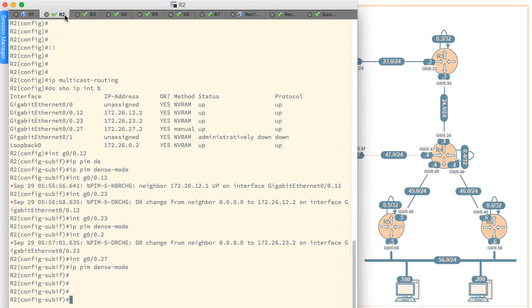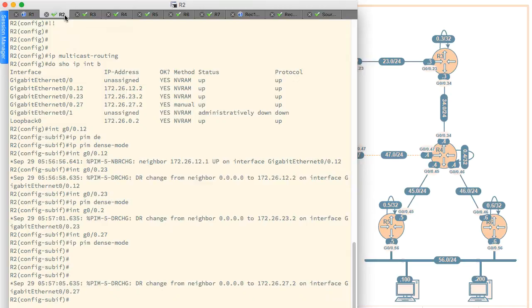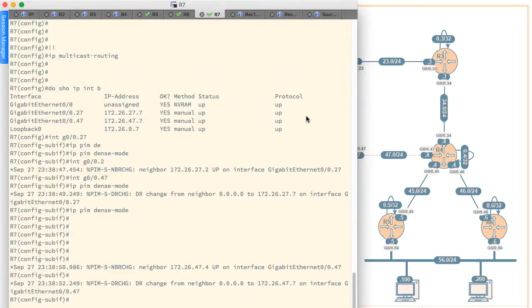I'll pause the video now while I get the rest of the topology up, and then we will find a simple way of testing if there is PIM enabled throughout the topology. So I'm back and I have enabled ip pim dense-mode on all of those identified interfaces.